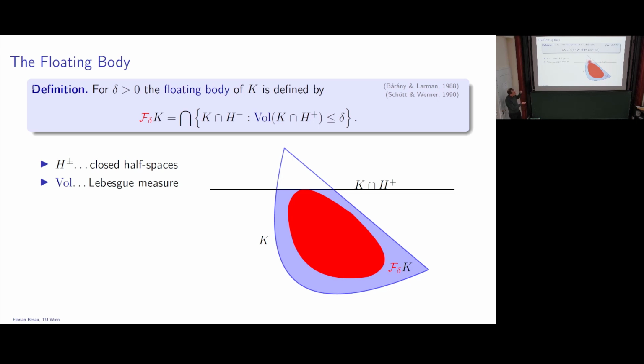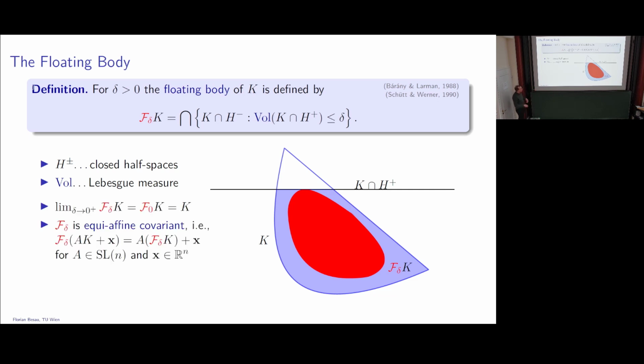So this can be translated into a volume ratio condition, and in this way we can think about this K to be some floating object, and when we rotate it, the red part, the floating body, will always be below the water surface. Okay, so in this way we get a geometric construction that is controlled by one parameter delta, and as delta goes to 0, it converges to our original convex body in the Hausdorff metric, and it's an affine covariant construction, so it commutes with the affine group.